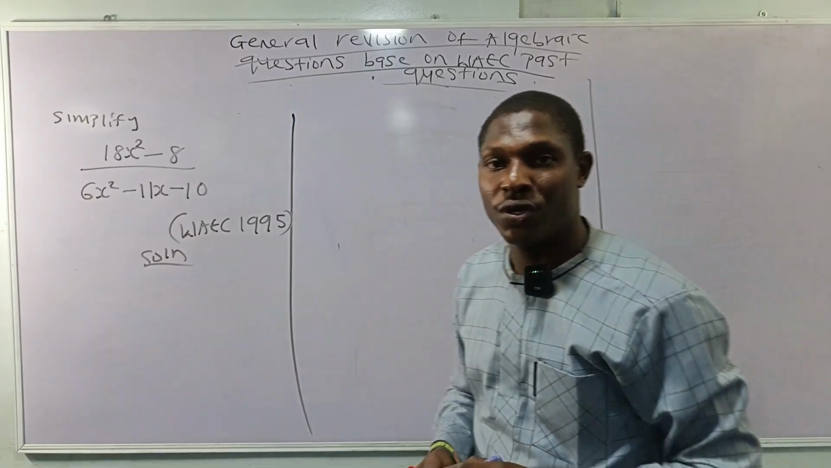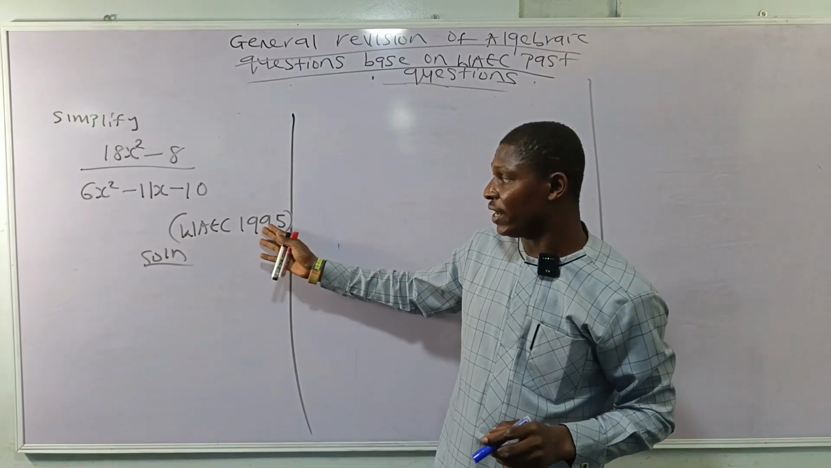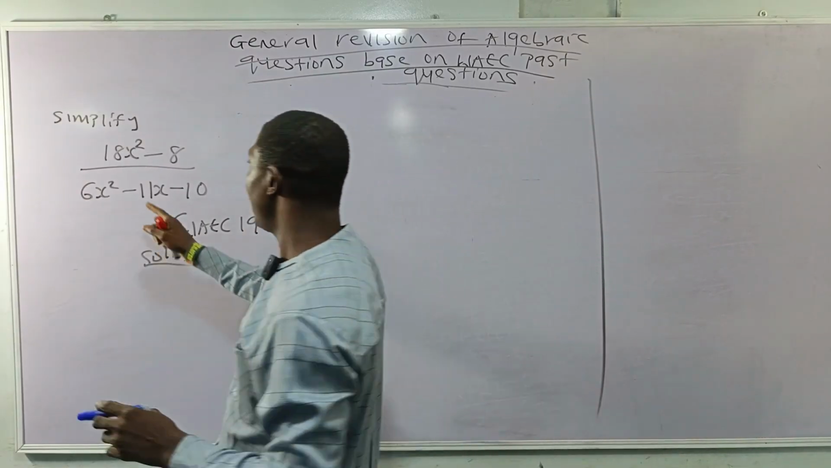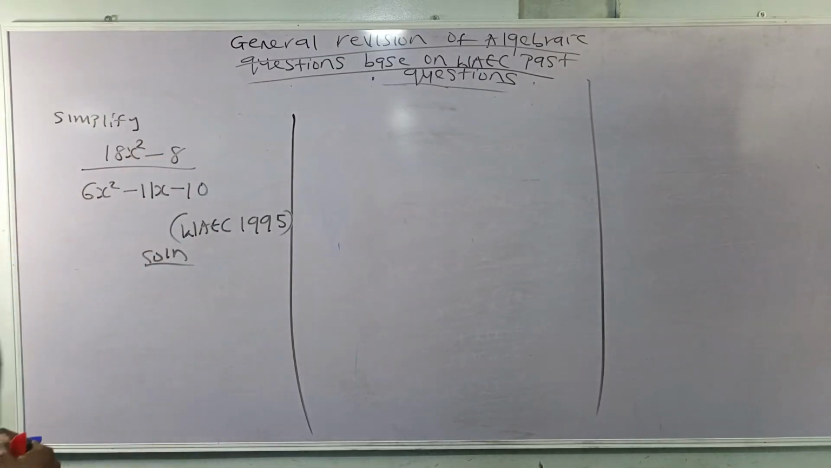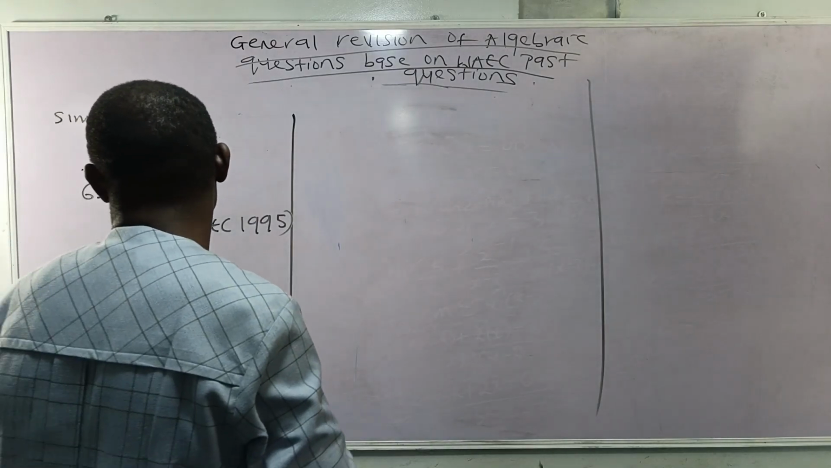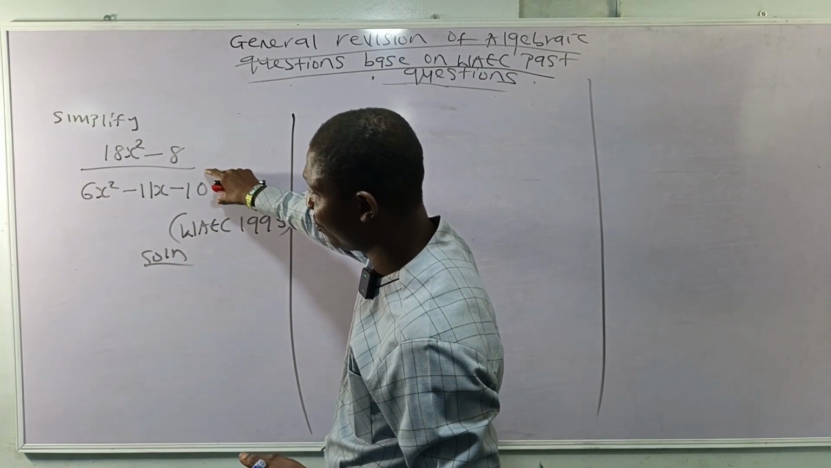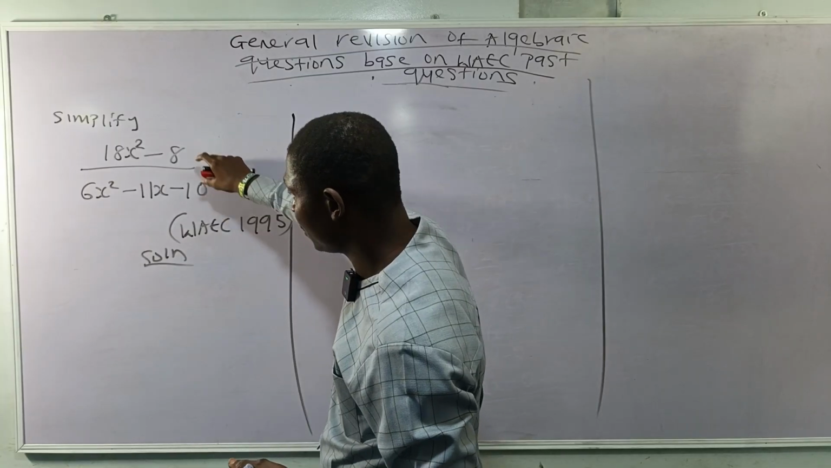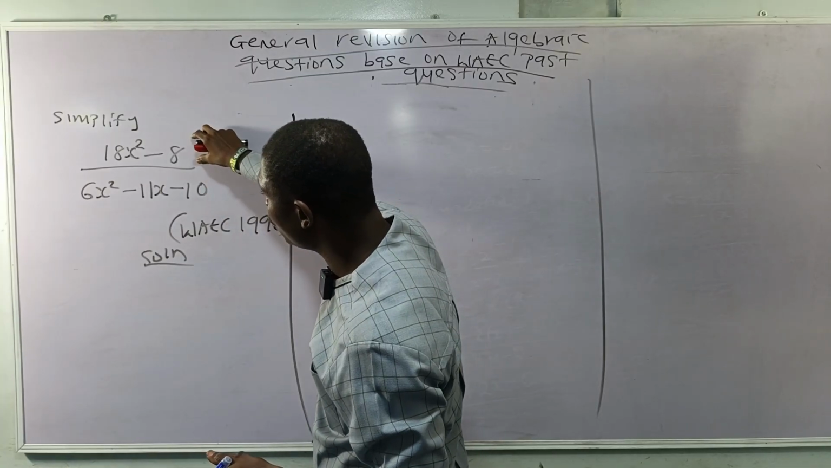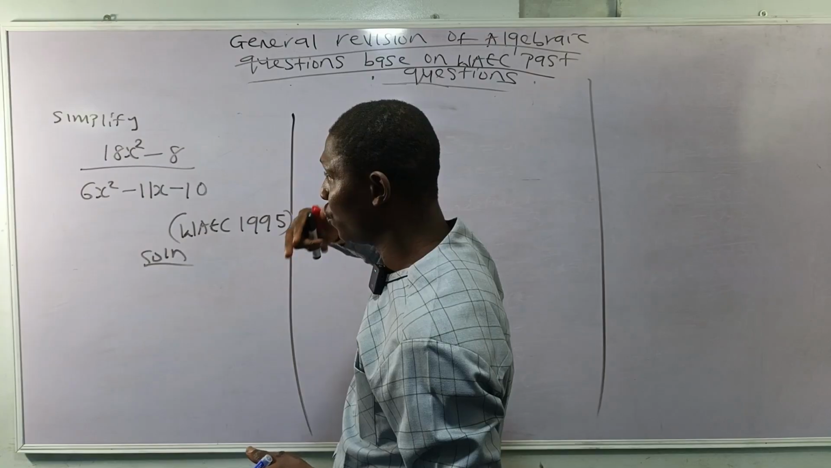We have another question here. The year 1995: we have 18x squared minus 8 all over 6x squared minus 11x minus 10. We are asked to simplify it. If you observe the denominator, we see that we have a quadratic expression, and it can be factorized. We equally have the top, which if we resolve, we'll have a difference of two squares.